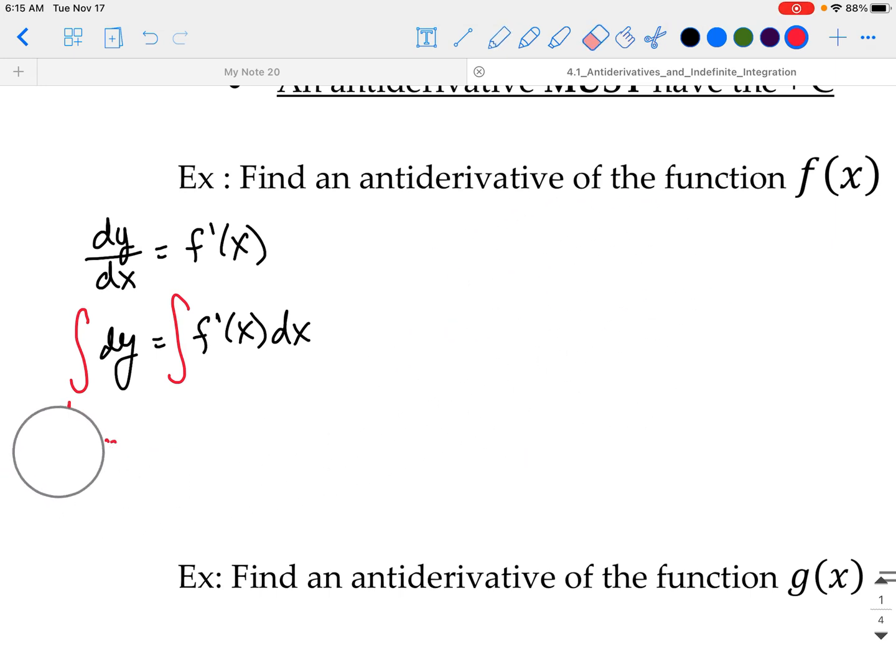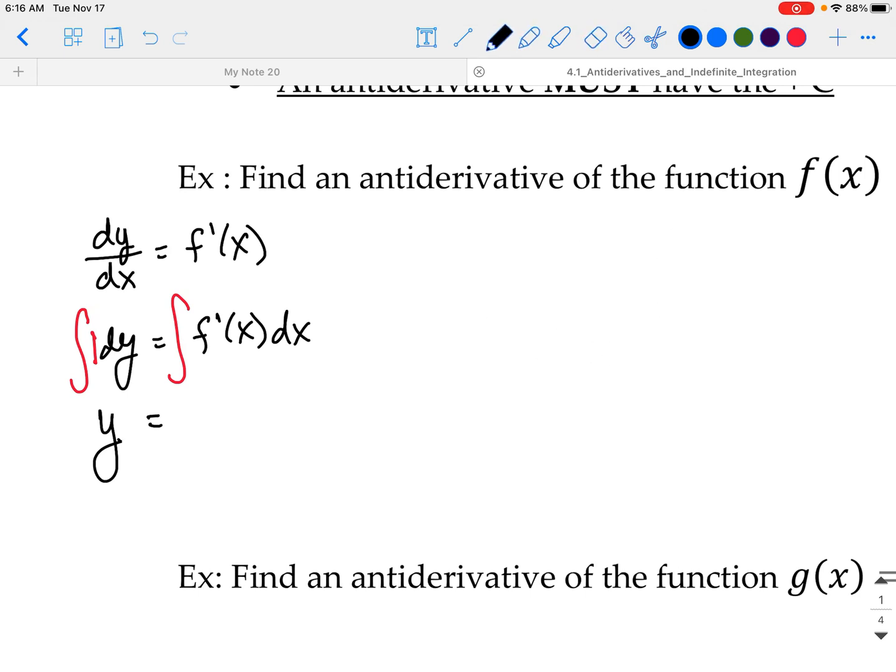So the antiderivative of 1 dy is just going to be y. So our left-hand side, the integral of dy is just the integral of 1 dy. So that's just going to be y, right? Because if we just have y, the differential of y is just dy.